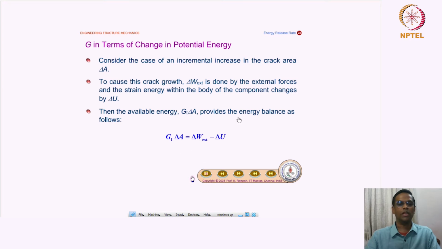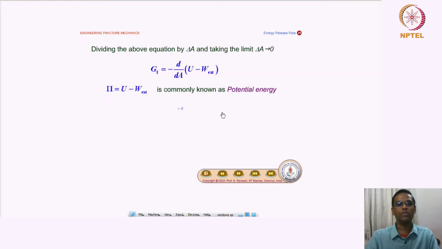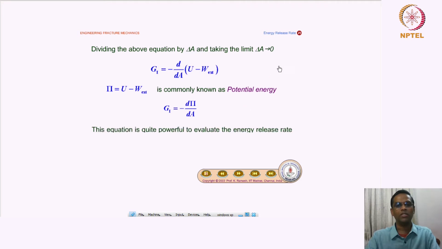So this is one of the basic expressions given by the strength of materials concept as well as in fracture mechanics. We are trying to look at delta W minus delta U, which is also considered as a potential energy. So to write G in terms of potential energy, this is considered.